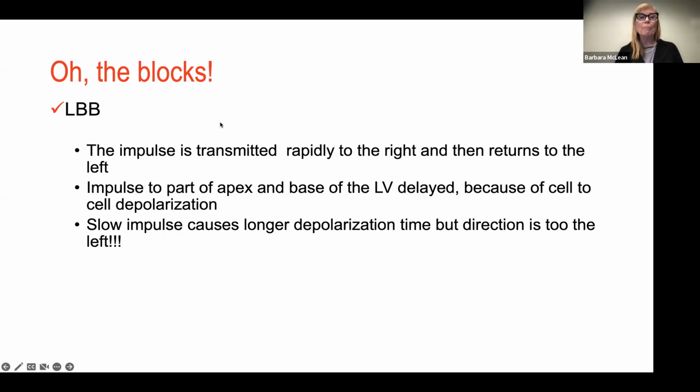Don't forget, in left bundle branch block, the impulse transmits rapidly to the right. That little tiny right ventricle depolarizes quickly, and now the current goes all the way over to the left. Impulse goes to part of the apex and the base of the left ventricle, and all of that is delayed. That's why it takes more time. It's a slow impulse causing a longer depolarization time, that wide time greater than 0.12, but the direction is still to the left, which is the normal directional current when we're talking about a left bundle branch block. Okay.